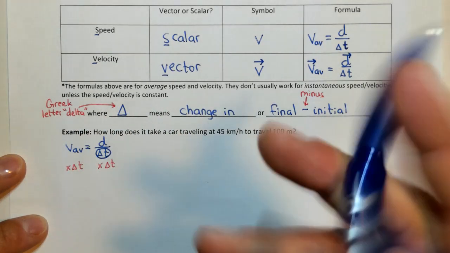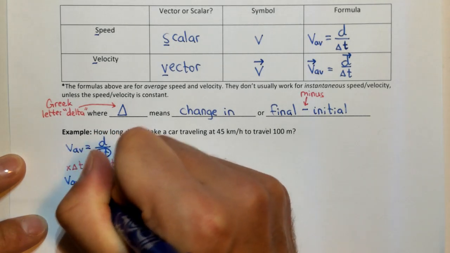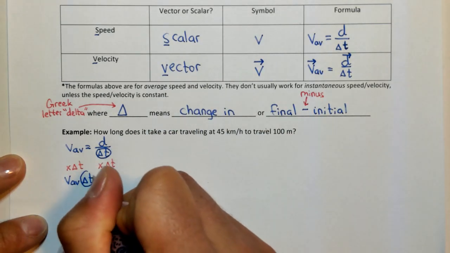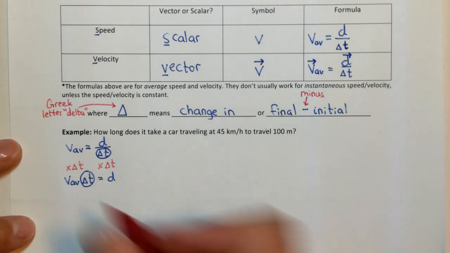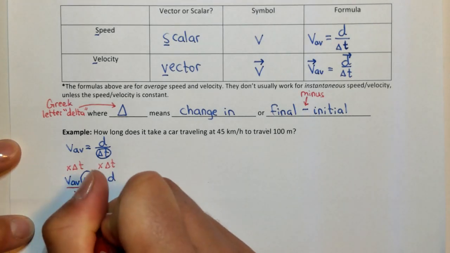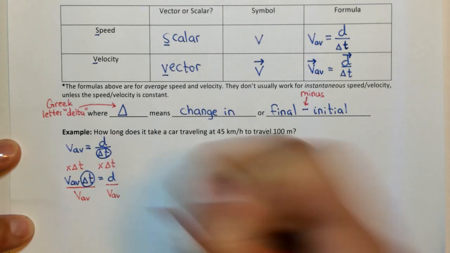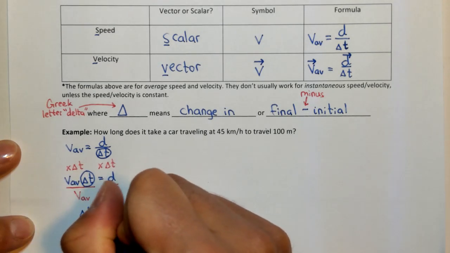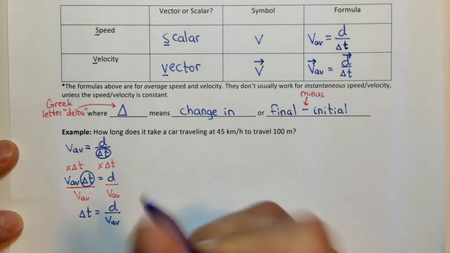If I do that, I get v_avg times delta t equals d. Okay, now again, here's that delta t I'm trying to isolate. It's getting multiplied by v_avg. I want to undo that, so I'm going to achieve that by dividing by v_avg. And I have to, of course, do the same thing to both sides. So this gets me to delta t equals d over v_avg.